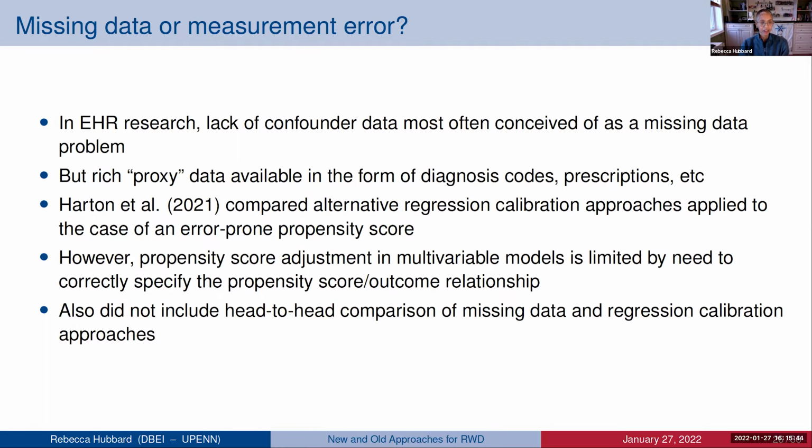In the specific case of the Harton 2021 paper, she had used propensity score adjustment in a multivariable model. And this is somewhat limited, and we were interested in going beyond this setting because propensity score adjustment in a multivariable model is kind of a suboptimal way to use a propensity score. It's dependent on an assumption that we've correctly specified the functional form of the relationship between the propensity score and the outcome. It's not a commonly used approach in comparative effectiveness research. People more frequently do matching or weighting. And additionally, she hadn't looked at a head-to-head comparison between missing data and measurement error approaches. She had only compared alternative measurement error approaches.